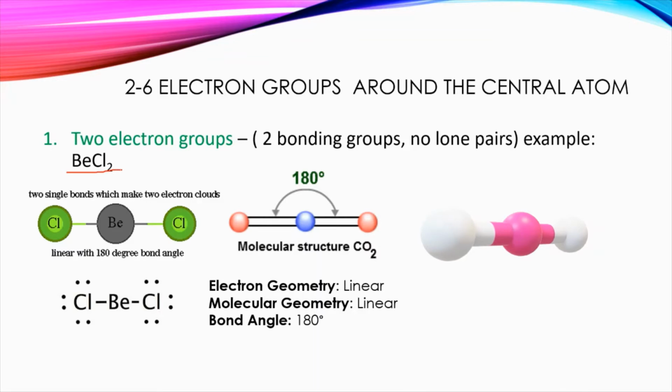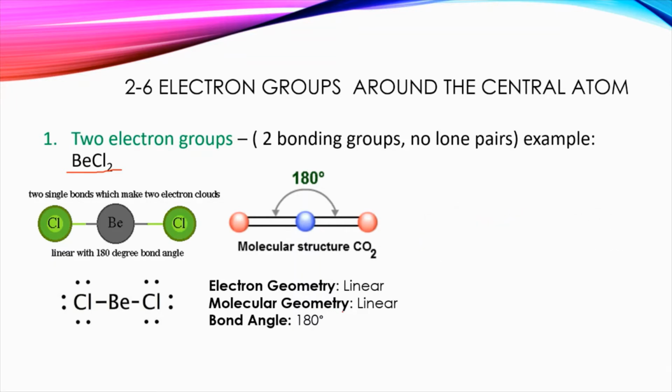Now you might remember when we were learning about Lewis theory, I said that the things that are happy with not having an octet were beryllium, boron, and aluminum. So this is that situation. Beryllium really only wants 4 electrons around it, okay? So it has these 2 single bonds with chlorine. And if you have 2 bonding groups and no lone pairs, you have a linear electron geometry, and you also have a linear molecular geometry.